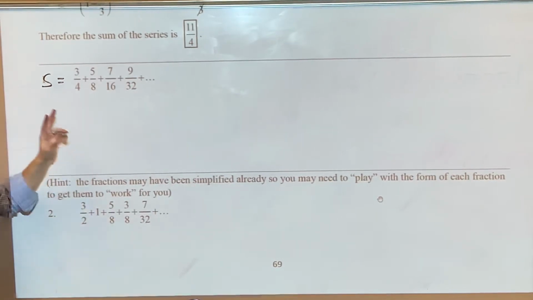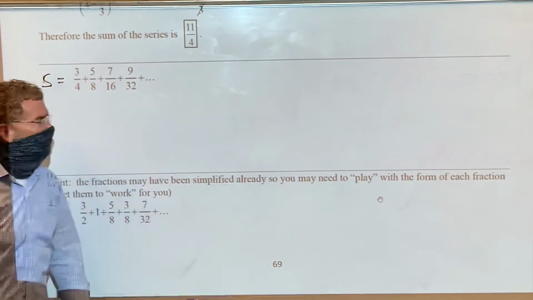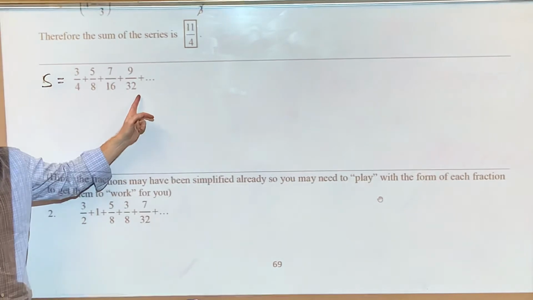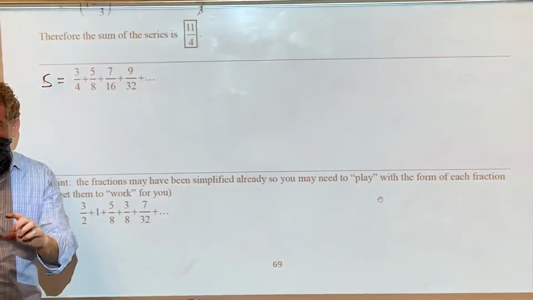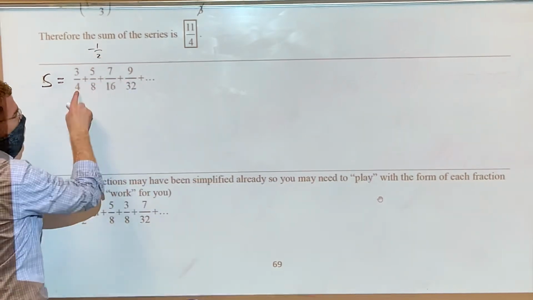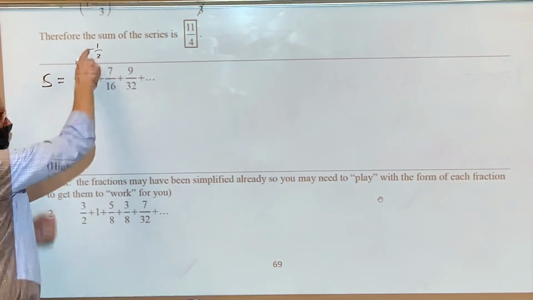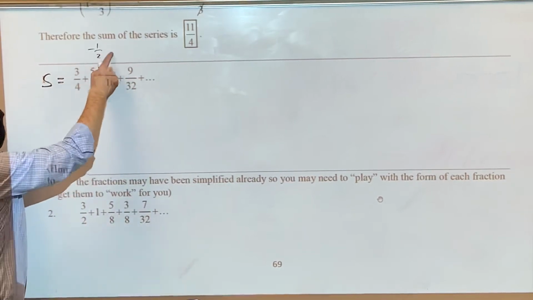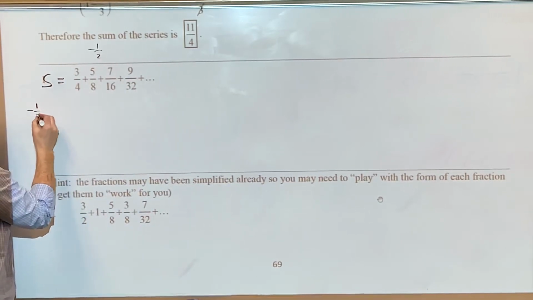Now, what is your pseudo ratio here? Looks like that's what I'm going to multiply by, -1/2. But I'm multiplying by 2 on the bottom, right? So if it's 2 on the bottom, I'm just going to put a 1 on top and negate it. That's what I'm multiplying both sides by. So -1/2 times S, -1/2 S.